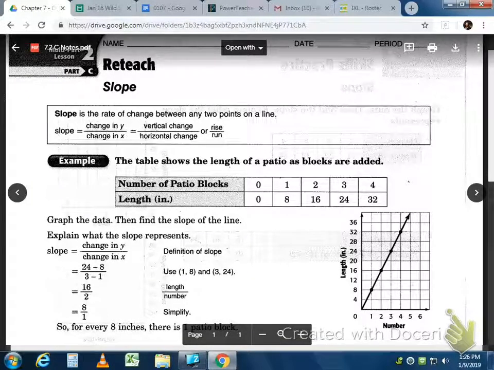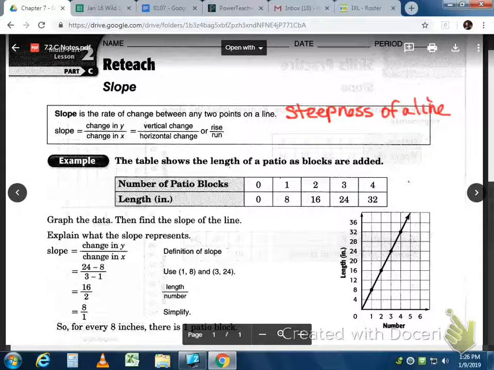7.2c, called slope. Slope is the rate of change between any 2 points on a line. Now, I'm going to add to that a little bit. It is the rate of change between any 2 points on a line. It's also the steepness of a line. It's also known as steepness of the line.